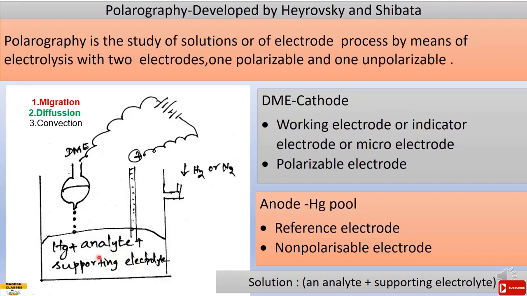So first of all, by applying voltage, what happens? The migration of ions towards the cathode. Impurities present in the solution also get reduced, and diffusion of the ions also takes place. The diffusion is due to the concentration gradient, from higher concentration to lower concentration. And some convection current is also produced by means of heat. So by migration, by diffusion, and by convection, the currents are produced.